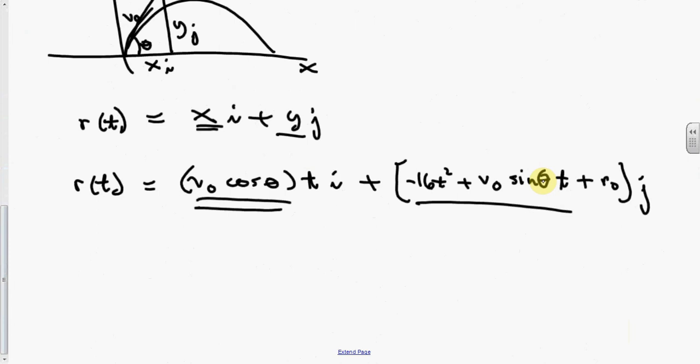We get that from the acceleration equal to negative 32 feet per second squared. That's the formula. And thus, we do not memorize it, we just derive it. Now, with that said, let's look at a problem.